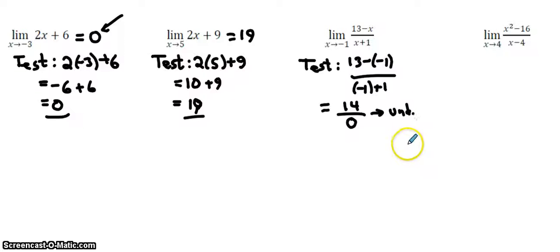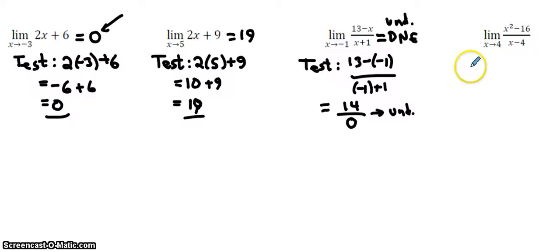As we'll see before too long, this is actually telling us that there's a vertical asymptote. Remember, if we divide by 0, we get essentially an infinite answer. And so we would say that this limit does not exist, or we could say that it's undefined.